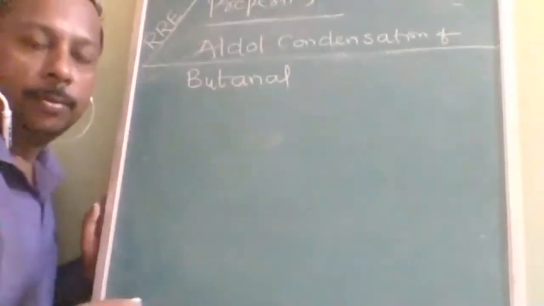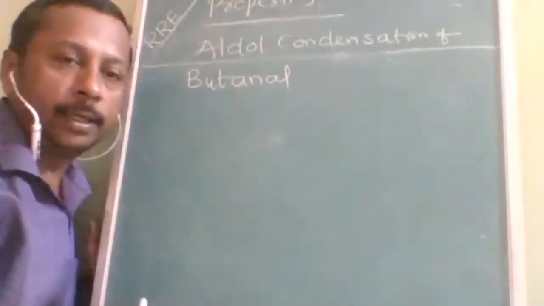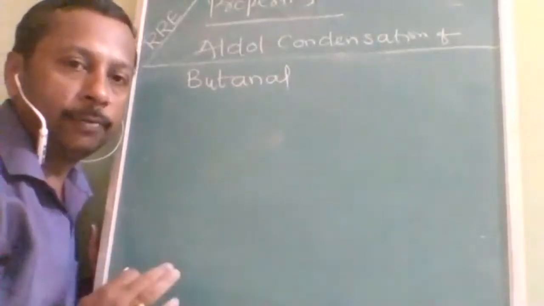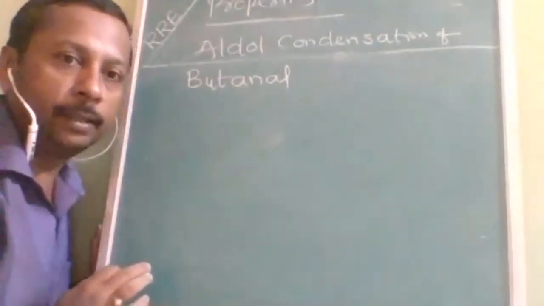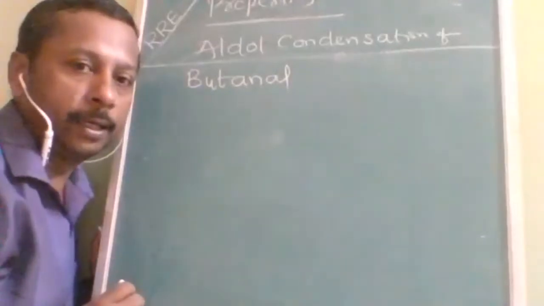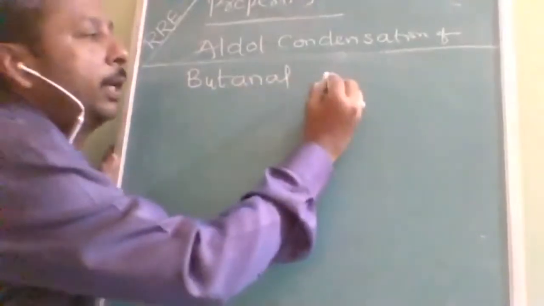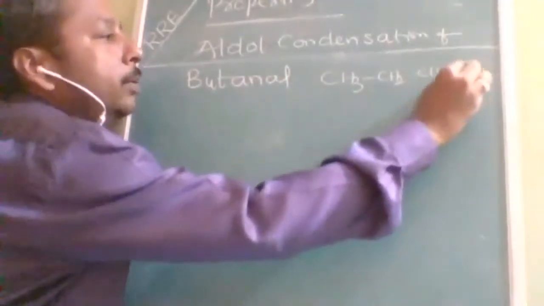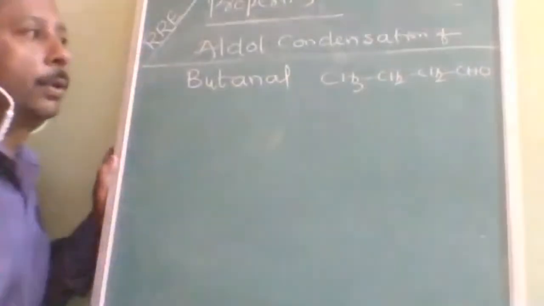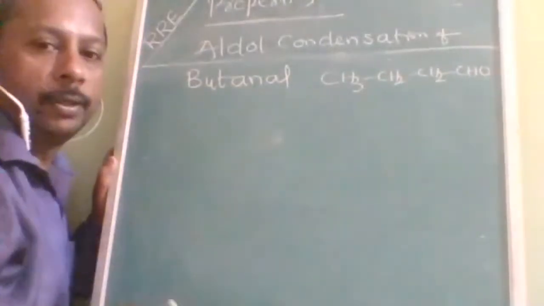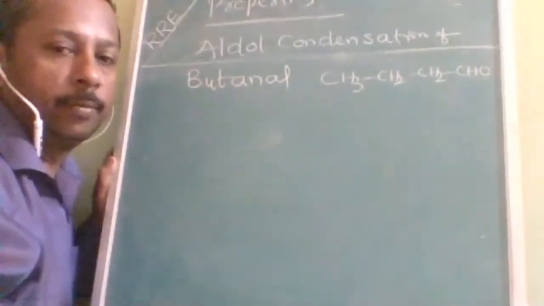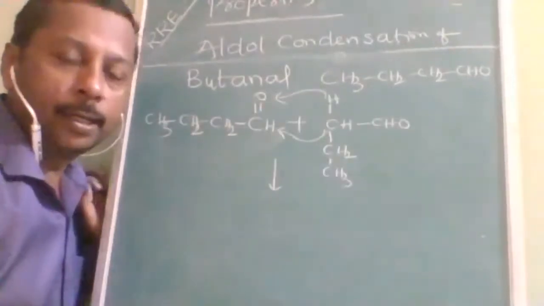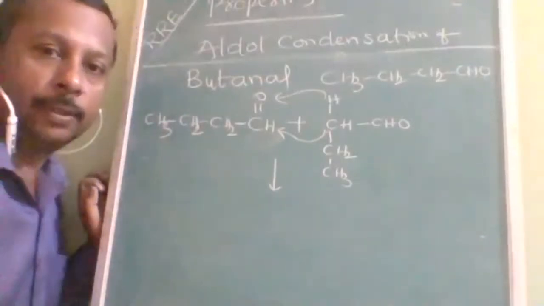You make a try and give me the product. Then you can match whether, if you are following my rule, my technique, you will be able to understand it very nicely. First you should write the formula, butanal. Aldehyde is always a terminal functional group. So I think you will try it. Will you try and give me the product name? I think you have tried, and now it's time to check your answer.